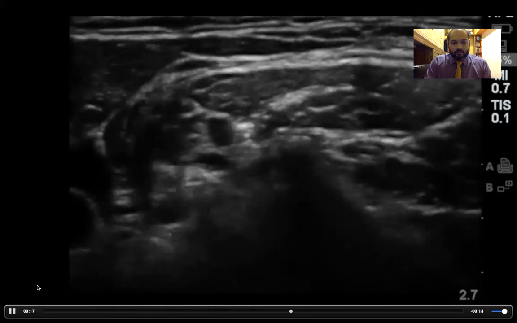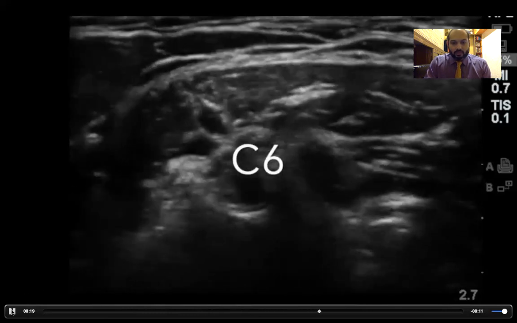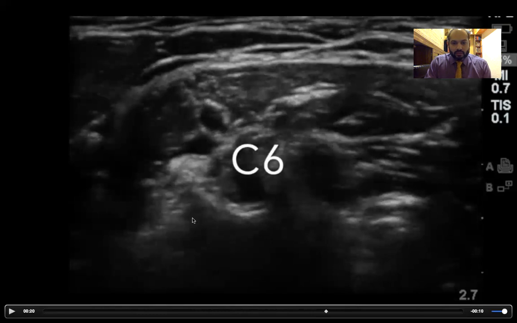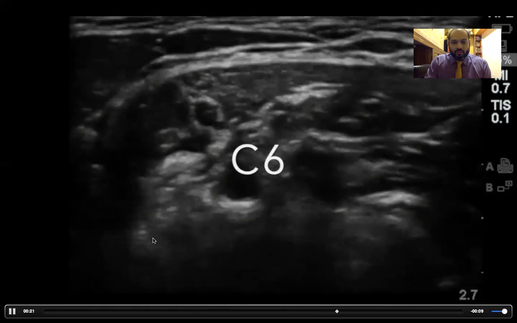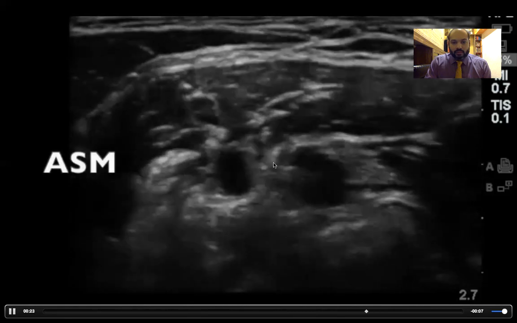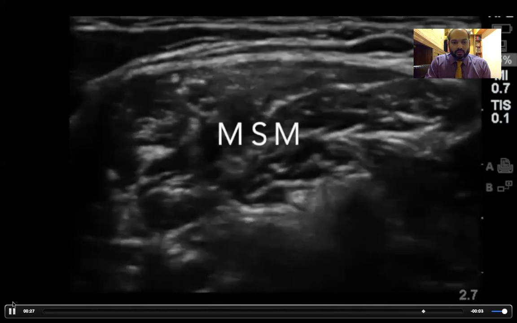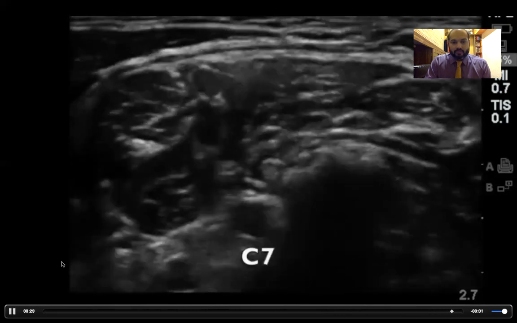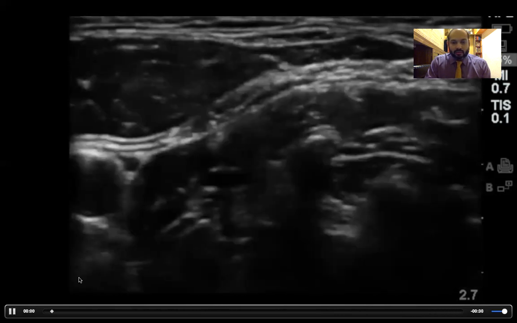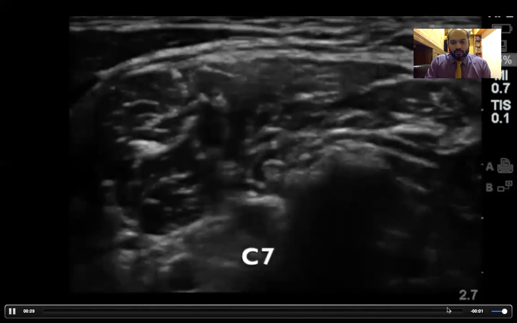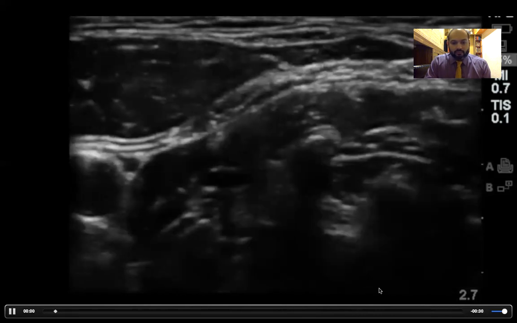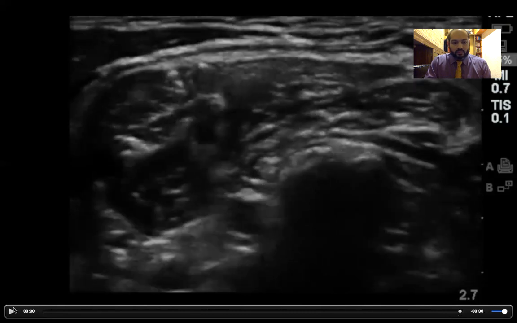After C5, you can see the C6 nerve root exiting. You can see the anterior tubercle. You can see the posterior tubercle. And in between, you can see the C6 nerve root emerging. If you carefully see, this looks like a peak. This is another peak, and the root is arising. So this is also known as the sunrise sign. This is the middle scalene muscle. And here is the C7 root, which is seen.